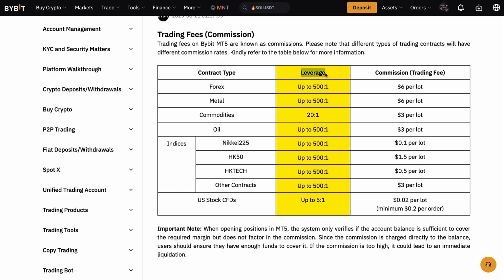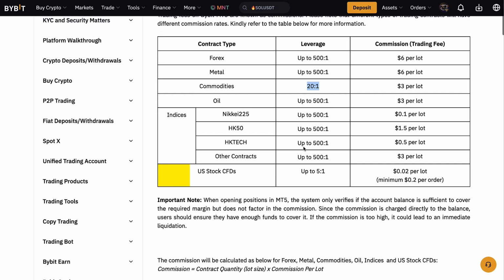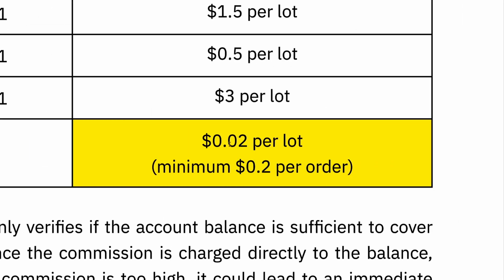And here you also notice the leverage, up to 500 for Forex and metals. For commodities, 20 to 1. For US stocks, 5 to 1. And the trading fee is only $0.02 per lot, with the minimum of $0.2 per order.